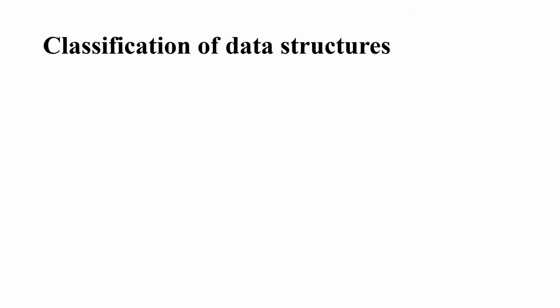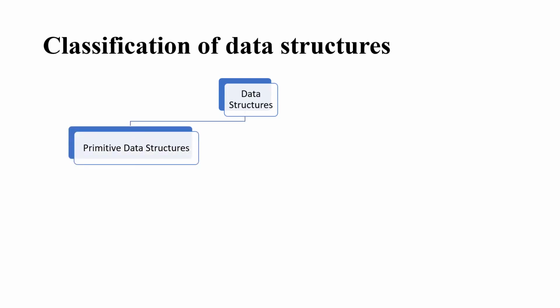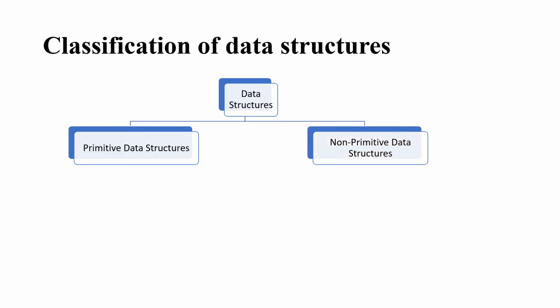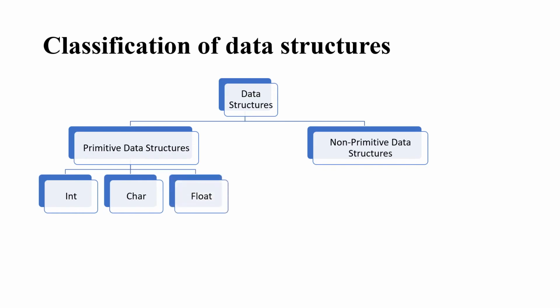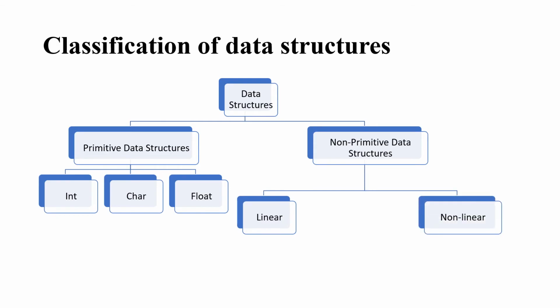Now let's see the classification of data structure. Data structure is basically classified in two types: primitive data structure and non-primitive data structure. Primitive data structure is also called predefined data structure. In any programming language, we have predefined data structures like integer, character, float, and some languages have double. Non-primitive data structure is further divided into two types: linear data structure and non-linear data structure.